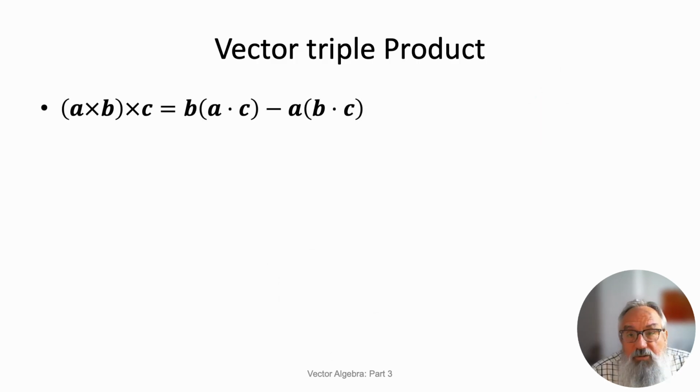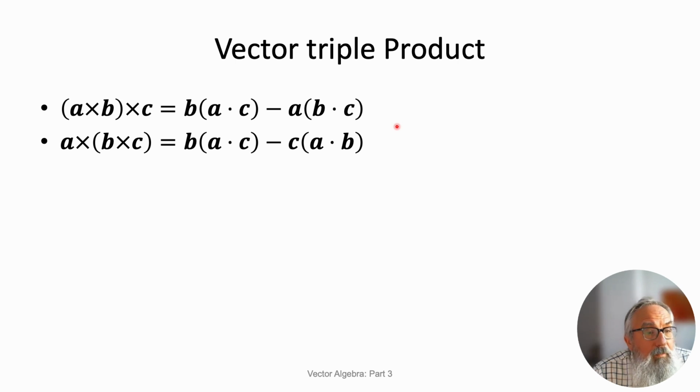Let's have a look at the triple vector product now. Now we'll see A cross B and then cross that with C is equal to B times A dot C. A dot C produces a scalar, so this will be B times a scalar minus A times a scalar from B dot C. There's a definition of the vector triple product. We can rearrange that.